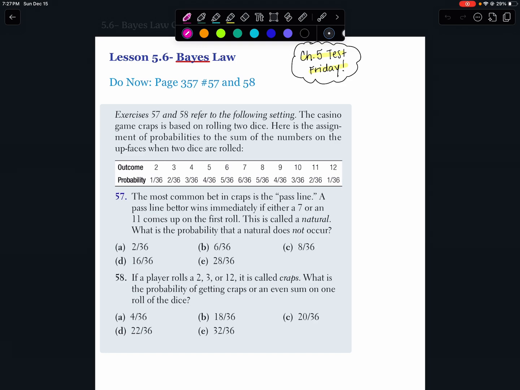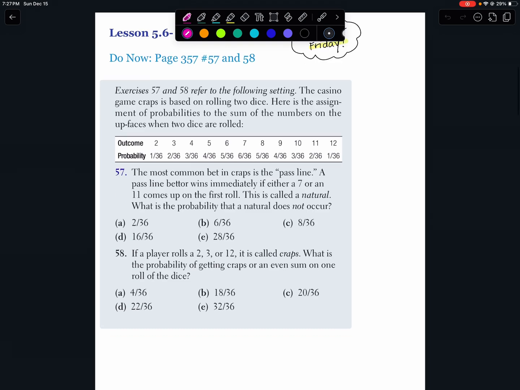I'm just going to jump right in. So 57 and 58 both refer to the casino game of craps. They're telling us it's based on rolling 2 dice. Then they give you the probability model below. Okay, so the most common bet in craps is the pass line. A pass line bettor wins immediately if they roll a 7 or an 11. This is called a natural. What is the probability that a natural does not occur?